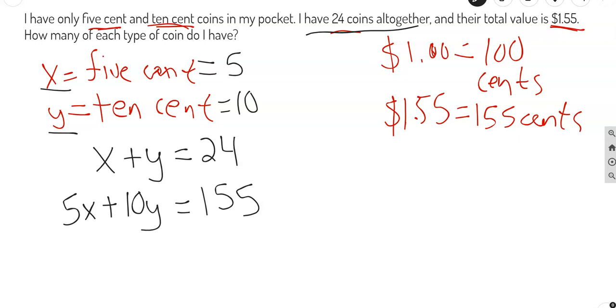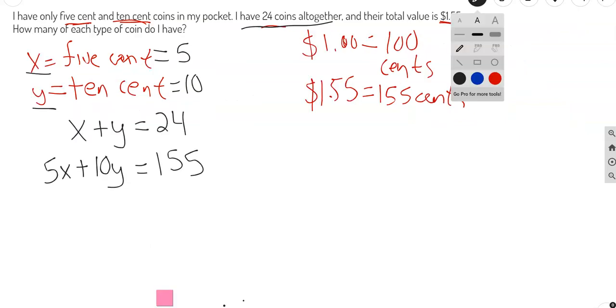Think about if we just had one of each coin. If I had one 5-cent coin and one 10-cent coin, that would be 5 times 1, which is 5, plus 10 times 1, which is 10. That would mean that I would have 15 cents. So we don't know how many of the coins we have, but we know that they are worth 5 cents and 10 cents. Okay, well, we have our two equations.